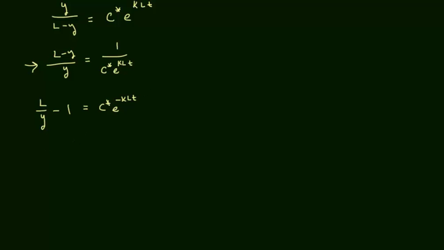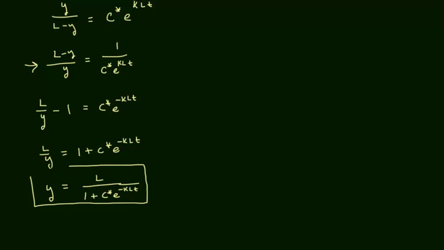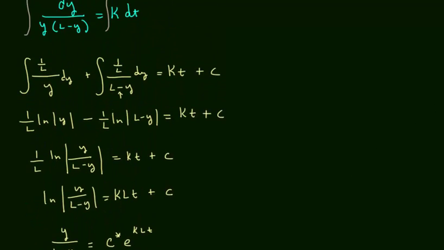I'm going to add 1 to both sides, 1 plus C star e to the negative K L t, and then I'm going to cross multiply, and I have y equals L over, there it is, 1 plus C star e to the negative capital K L t. Excellent. We put a box around that and a smiley face. Now let's go back up and look at the partial fractions.